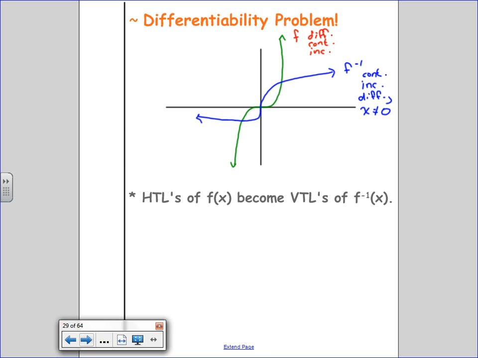This is where we ended last Friday. And we were talking about a differentiability problem. And our differentiability problem said, if f is differentiable, continuous, and increasing, then f inverse will be continuous, increasing, differentiable, but not where f has a what? Not a 0, but a horizontal tangent line. If f prime of a certain x value, I'm just going to say c, is equal to 0, if there is a place where f prime of c equals 0, then there will be a place where f inverse prime does not exist.